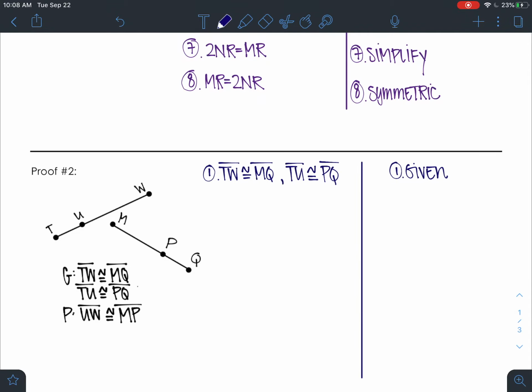Okay, so here we are on proof number 2. I already have the given written out. So segment TW is congruent to segment MQ, and then segment TU is congruent to segment PQ.